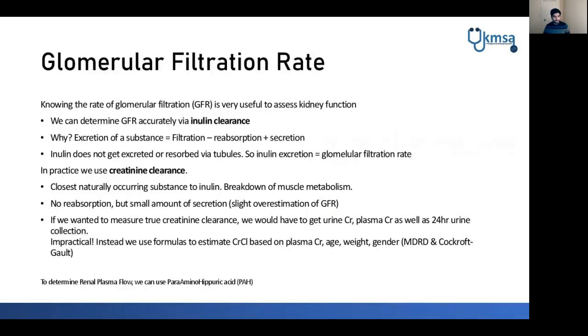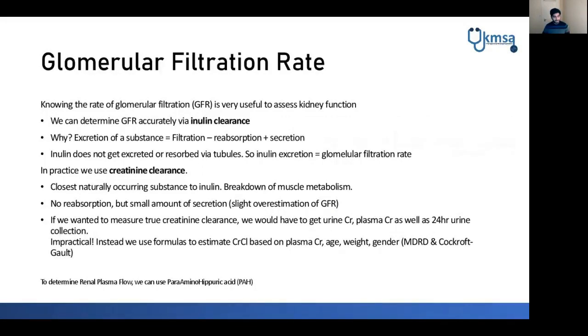And then the last caveat at the very bottom, it's kind of an asterisk that you may get asked in an MCQ: if you want to assess renal plasma flow and not glomerular filtration rate, you can use a molecule called para-aminohippuric acid, or PAH. So there's a subtle difference between GFR and plasma flow. GFR is whatever gets filtered through the glomerulus, but plasma flow is that plus whatever flows through the capillaries. So there's a minor difference, but just remember PAH.